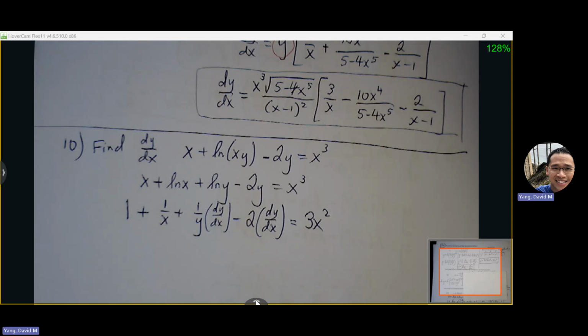So now we're just rearranging, right? Let's isolate the dy dx terms on the left side, factor the dy dx out, and then solve for our variable.